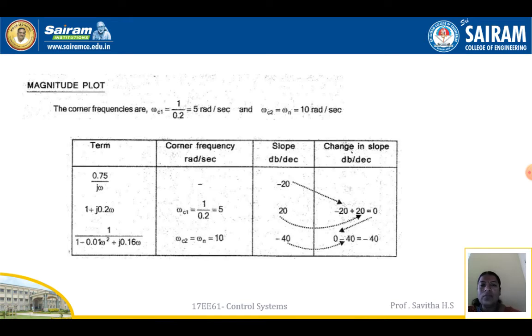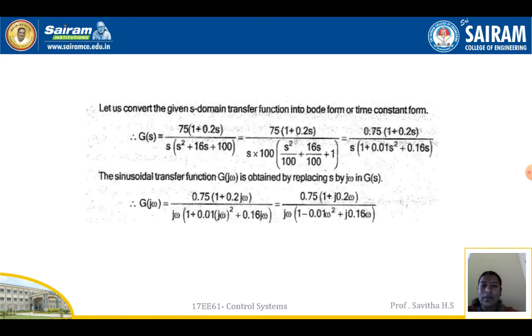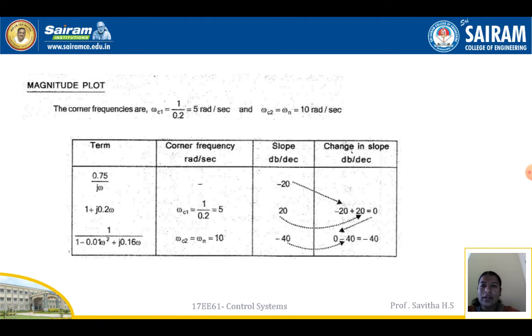The next one is 1 plus, you can see in the diagram, the numerator part 1 plus j 0.2 omega. The corner frequency omega c1 is equal to 1 by 0.2, which is 5. This 1 plus j 0.2 omega is in the numerator, so the slope is plus 20. So adding minus 20 with plus 20, the change in slope is 0 decibels.